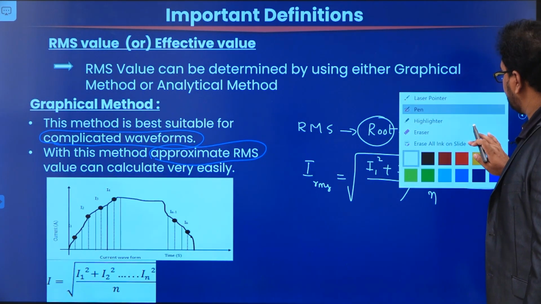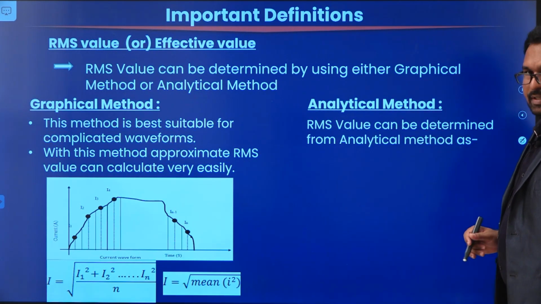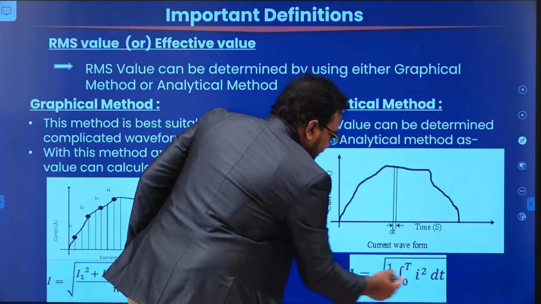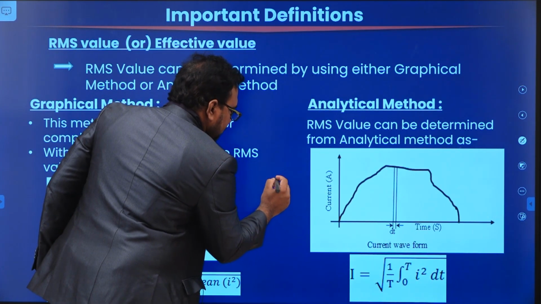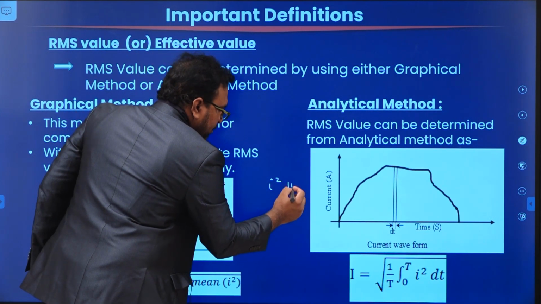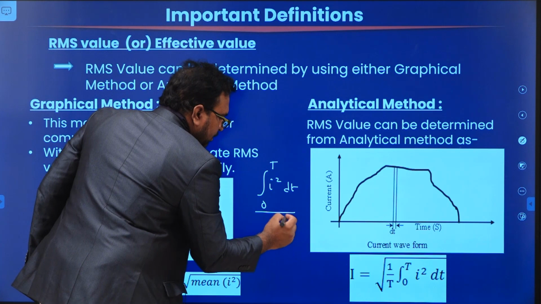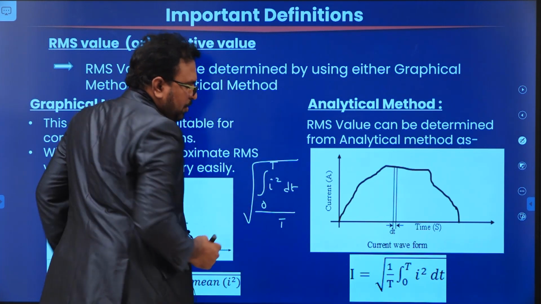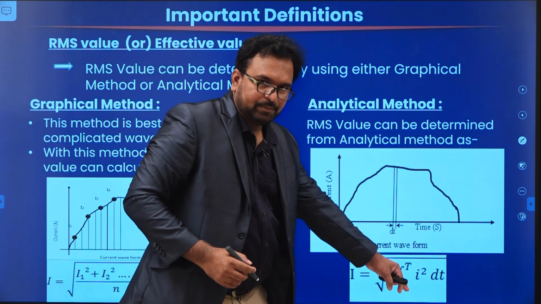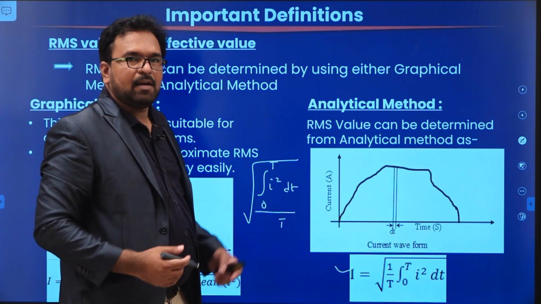Next one, let us discuss how you are going to calculate by using the analytical method. First you are going to do the squares of all the quantities. Now I have considered here a small instantaneous value and the mean will be calculated by using integral. Then you are going to take the root. So this is the analytical method. Okay, we are going to use this analytical method for calculating the RMS value.